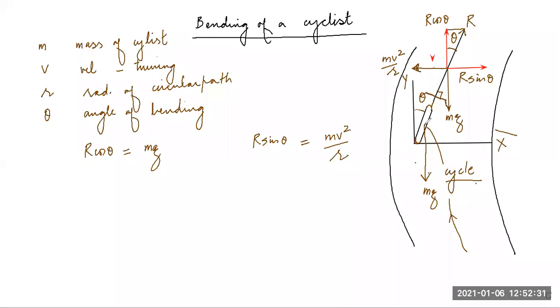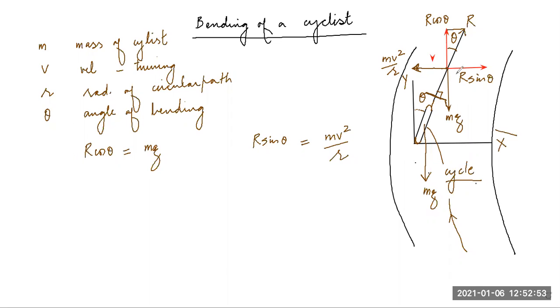Students, let's discuss the bending of a cyclist. Well, this is the tire of the cyclist. This is a cycle. This horizontal line can be considered as the handle of the cycle. And let's say this point is the center of gravity of the cycle.